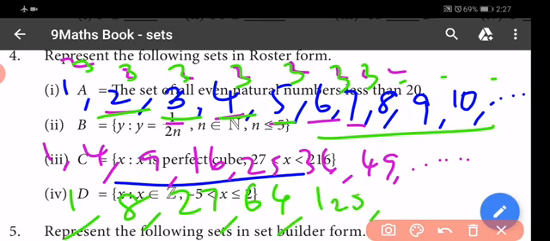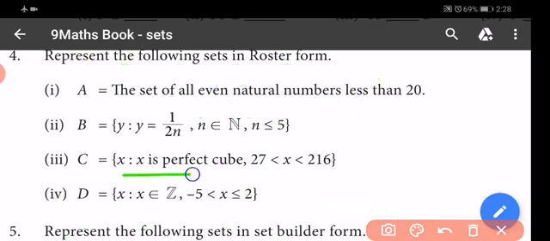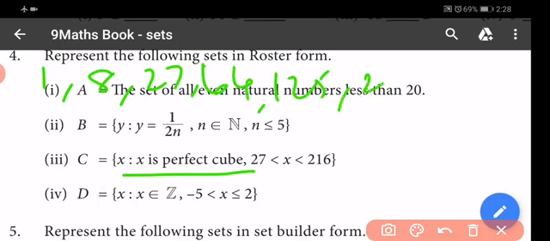And 6 cube, 6 into 6 into 6, 216, and so on. So these are the perfect cube numbers. So what is the question? Perfect cube for all x such that x is a perfect cube. So x is a perfect cube means we write 1, 8, 27, 64, 125, 216, etc.